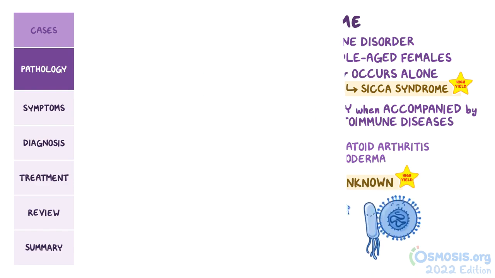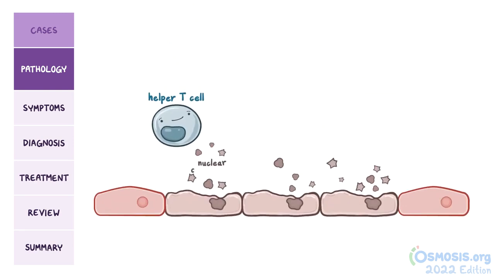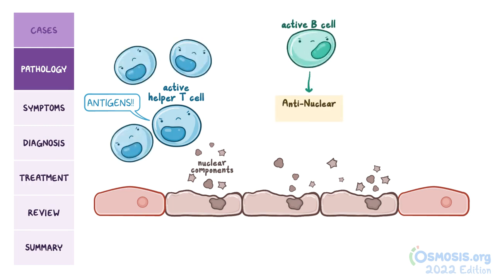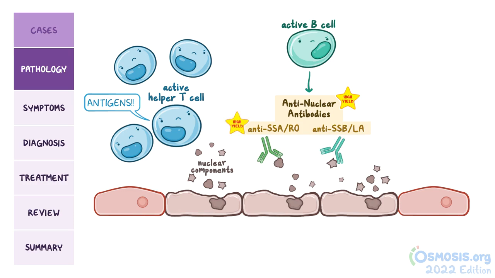In Sjogren syndrome, some helper T cells perceive nuclear components that leak out of dead or damaged cells in the body as antigens. These T cells become active and proliferate, and then activate B cells, which start producing anti-nuclear antibodies, or ANAs, against the nuclear antigens. A high-yield fact to remember is that the 2 types of ANA formed in Sjogren syndrome are anti-SSA-Rho and anti-SSB-La antibodies, which are formed against ribonuclear proteins SSA and SSB.